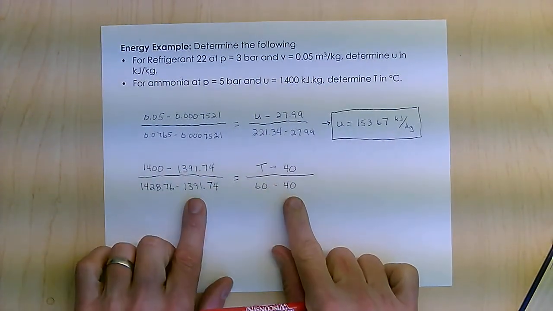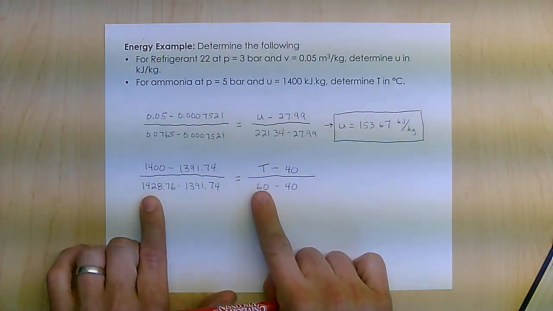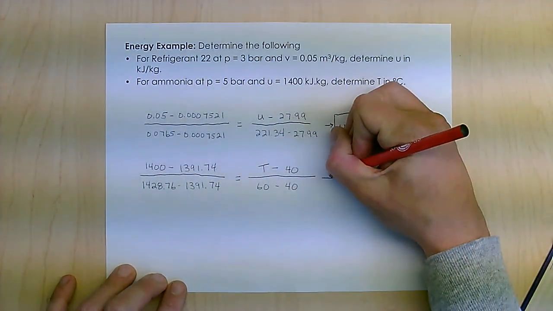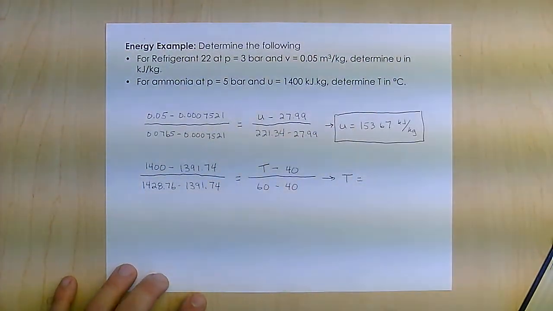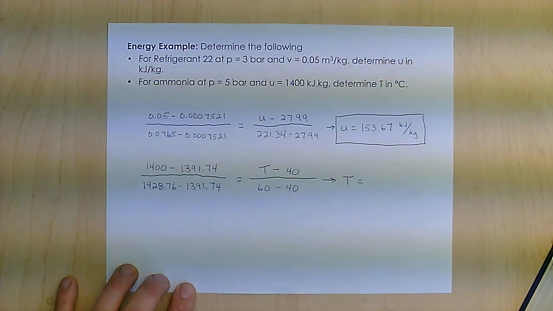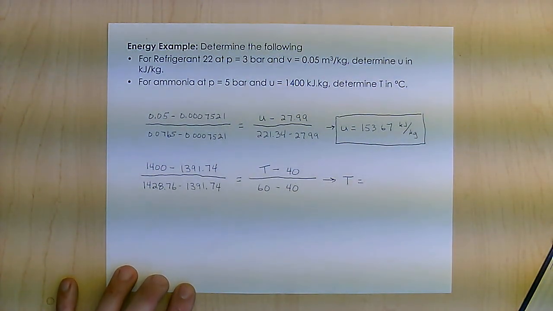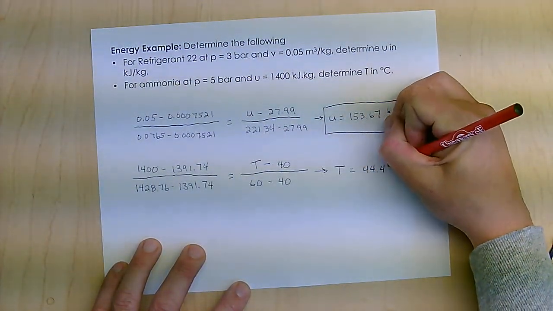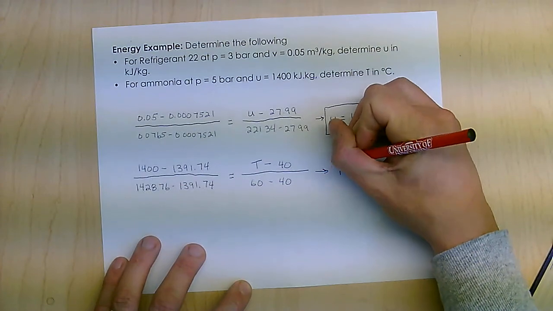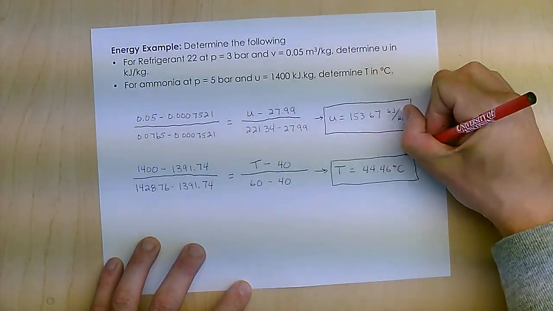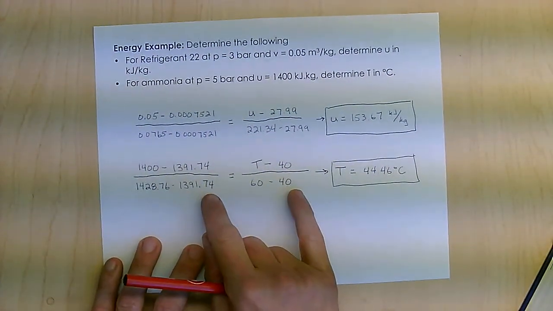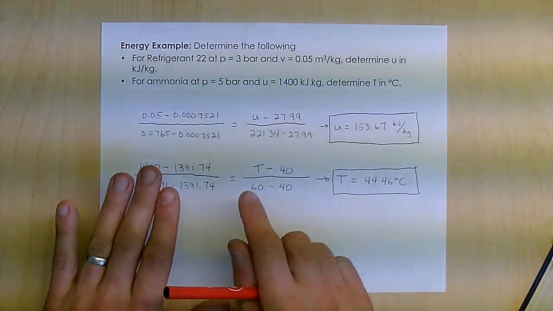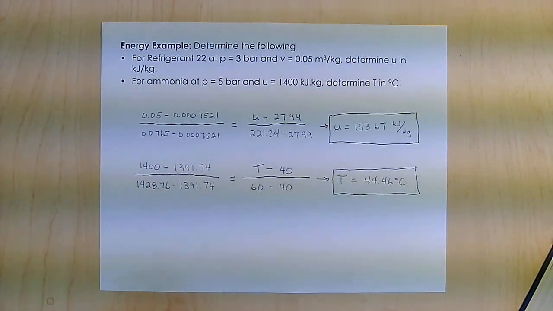These two line up in the table, these two line up in the table, and this T corresponds with what I'm trying to find. So I can do that interpolation again, and I find that my temperature is 44.46 degrees. So again, any two properties set my state. I can look up those properties in the table, then do some interpolation to figure out any other property within the table just by setting up ratios like I've done here.